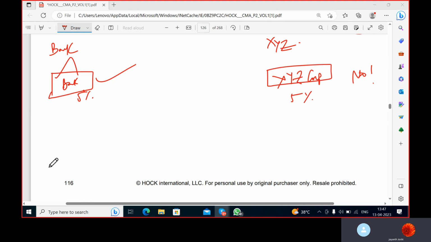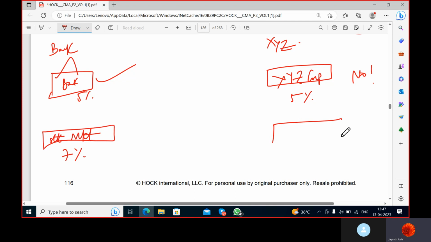Now next, again, this is the stock market. It's giving 7% and XYZ Corporation is also giving 7%. Which one will you prefer? One is stock market, one is corporation. From the risk perspective, which one will be more preferable? XYZ is a very risky one, because it's only one company.